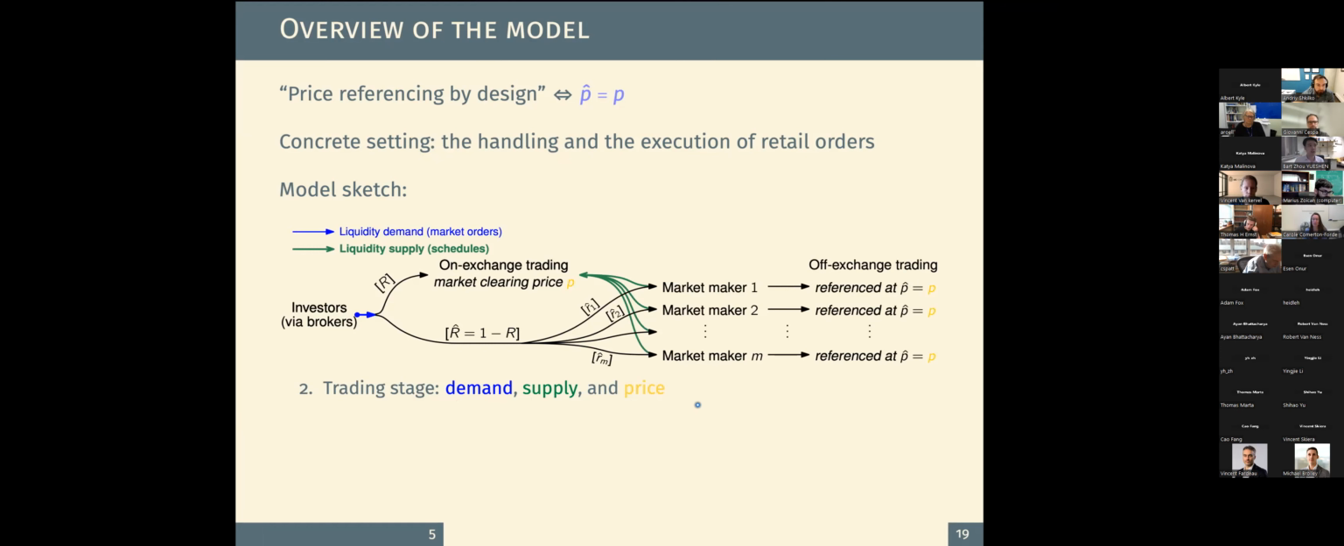That's the trading stage. And then there is the fragmentation stage before trading. So that's the red part. We're going to endogenously determine R, how the orders are fragmented across the market makers as well. Okay, that's the preview of the model.